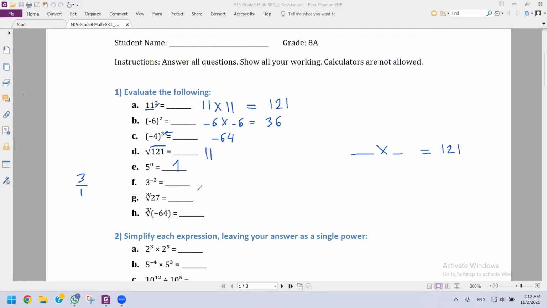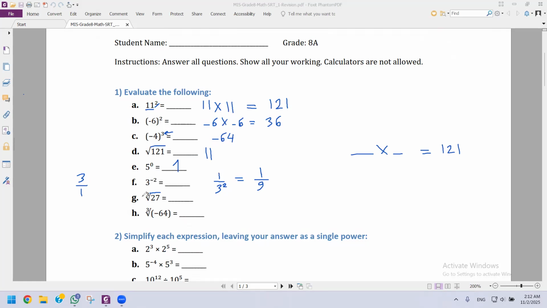So let's flip this now. Let's make it 1 over 3. Since I flip it, what will happen to the power? It will be positive. So I have 1 over 3 to the power of 2. Now what is 3 power 2? It's 3 times the 3, which is 9. So it's 1 over 9.